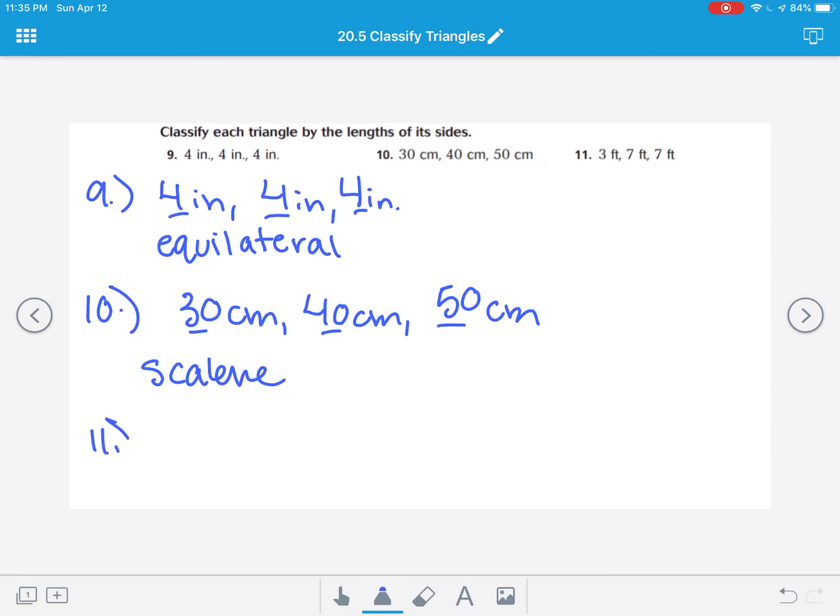And number 11, 3 feet, 7 feet. Excuse me, that was very messy. Let me redo that for you. 7 feet and 7 feet. I see 1 is different, 2 are the same. That makes it not scalene and not equilateral. That makes it isosceles.